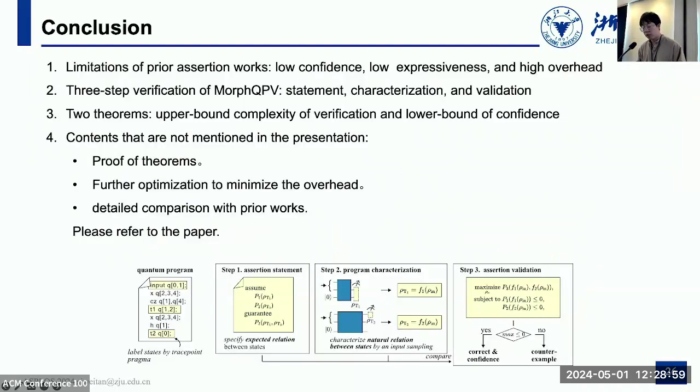At last, we summarize the key points. First, we summarize the limitations of prior works. They have limitations in confidence, expressiveness, and overhead. Second, we introduce MorphQPV to overcome these limitations through a 3-step flow. Third, we introduce 2 key theorems to give an upper bound to the time complexity, and we estimate the lower bound confidence. This paper contains further details on the theorem optimization and the in-depth comparison to prior works.